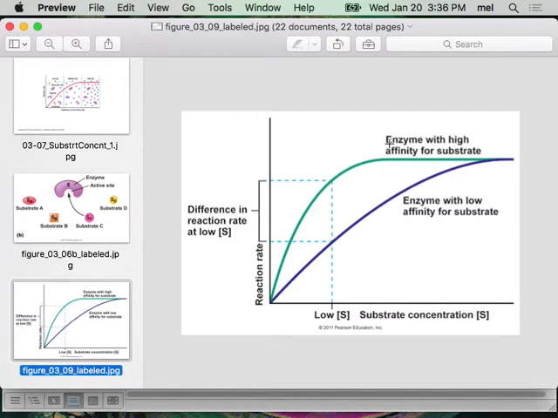But what if you have an enzyme that's just beautifully formed for the substrate and has a very high affinity for the substrate? Then it has a very fast chemical reaction rate. It binds to the substrate very effectively. It generates the product very effectively. It hits saturation pretty effectively. Now, the big difference is trying to put these two together.